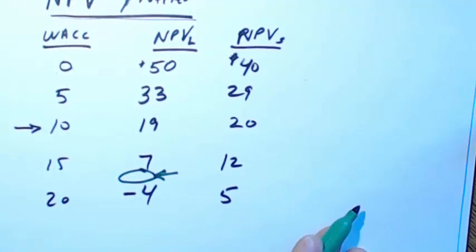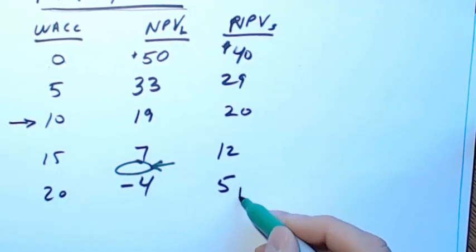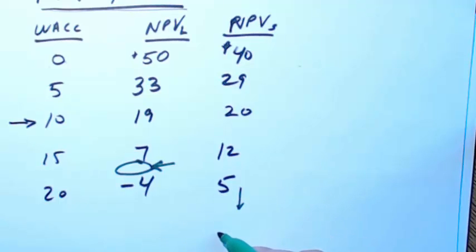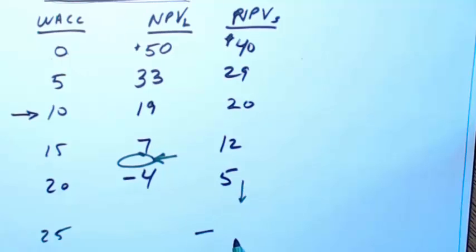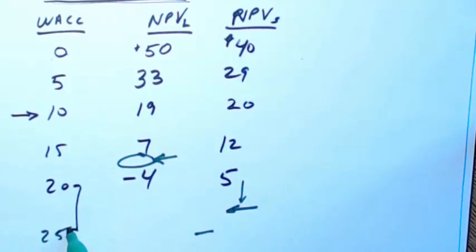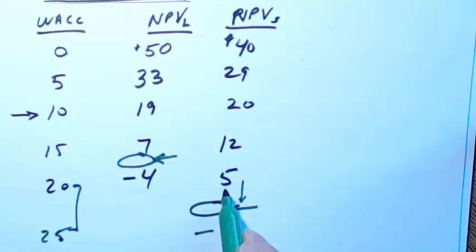And if you extrapolate down further this way for project S, eventually it goes negative down below here. So if you went to 25%, you would be negative. I don't know what the negative would be, but it would be negative. Okay, which means right about here, somewhere between 20 and 25% is the internal rate of return for project S.